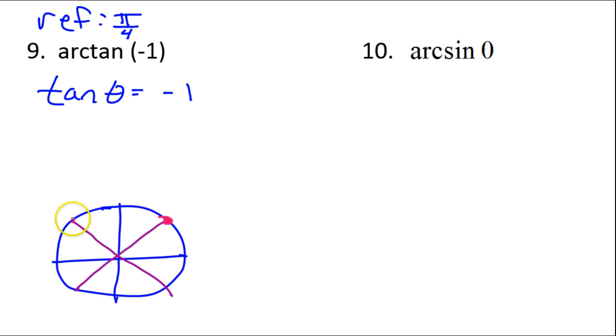So there are 4 positions that will give me a tangent of 1, except 2 of them are +1 and 2 of them are -1. We need the 2 that give us -1. Tangent is positive here and here, but it is negative here and here. So those are the 2 answers that we actually need. Remember that we are dealing with pi over 4. So this is 1, 2, 3 pi over 4, and 4, 5, 6, 7 pi over 4. So that's the answer to number 9.